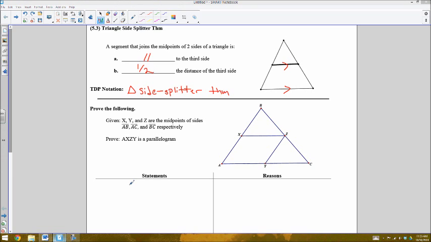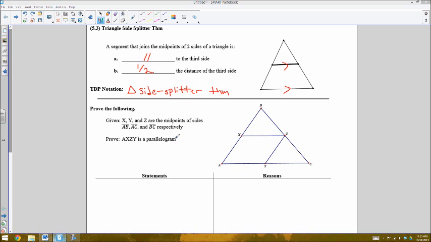So in my proof, given that X, Y, and Z are all midpoints of their respective sides AB, AC, and BC, I need to prove that AXZY, this piece in the middle, is a parallelogram. Well, we're actually going to use this triangle side splitter theorem in the course of this example. So first, let me label all my given information.